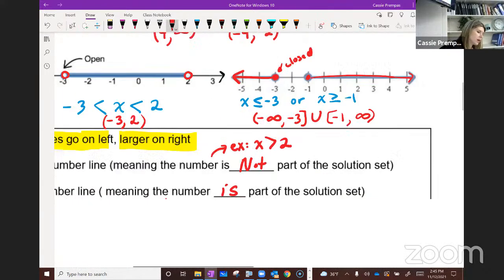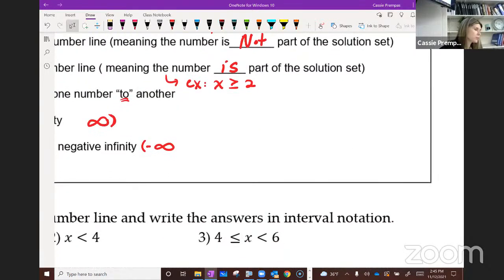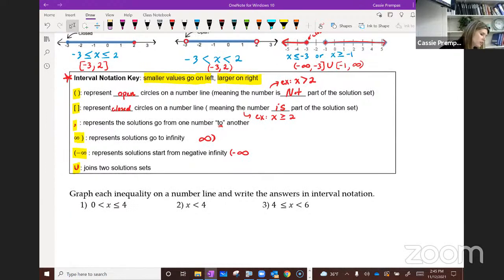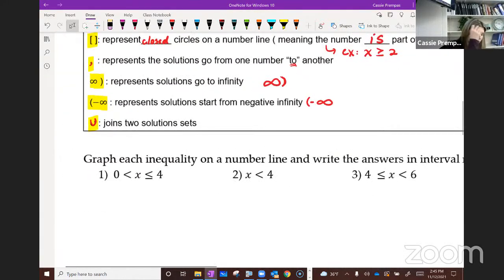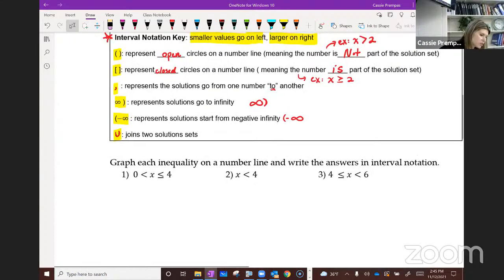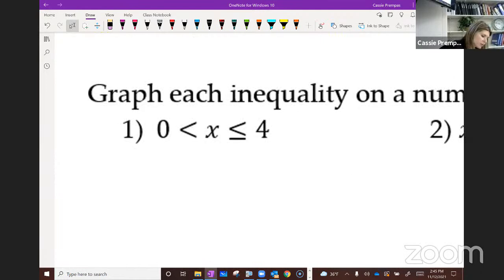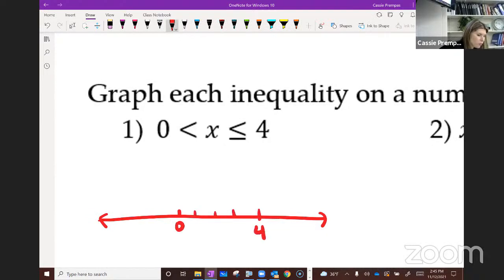Okay, on to some practice. That's the code. That's what you need to know for today. So now let's see if we can just get better at using it. Looking at the bottom, it says graph each inequality on a number line and write the answers in interval notation. Looking at number 1, we want to make sure that we know how the number line works. We'd have numbers like 0, 1, 2, 3, 4. If you're creating a number line, make sure to show at least 3 values. So we have to show the beginning and the end.